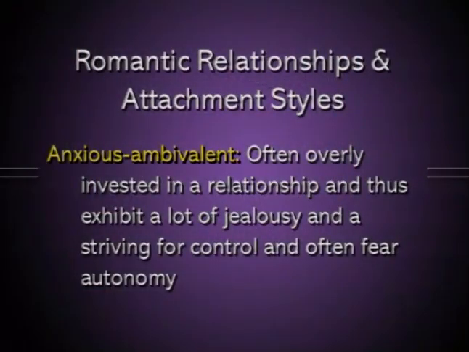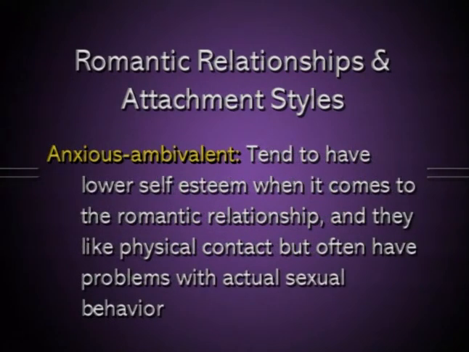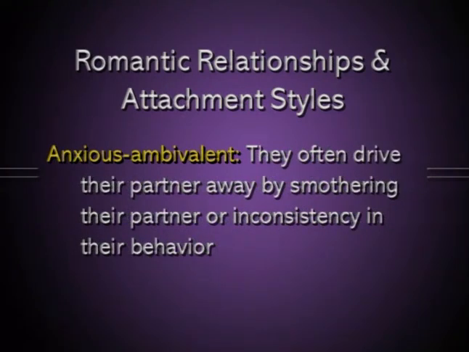The anxious ambivalent style involves an inconsistency of feelings towards another person. These people are often overly invested in the relationship, and thus they exhibit a lot of jealousy and a striving for control. They often fear autonomy, and they're fearful that the person will leave. They tend to have lower self-esteem when it comes to romantic relationships. They like physical contact, they report, but often have problems with actual sexual behavior. They often drive their partner away by smothering the partner or by their inconsistency in behavior.